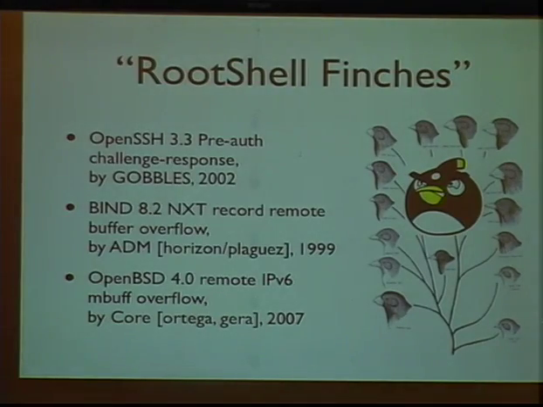So the three examples are going to be OpenSSH pre-auth challenge response, a bug that gave remote code execution, pre-auth. This was done by Goebbels in 2002. Bind, of course, was the mother of all problems for quite a while, so it's an older bug, it's 1999, and that's the next record buffer overflow. And again, we're going to talk about how that happened and how it should not have happened. We're going to present a tool, a parser constructor, that allows you to avoid those kinds of subtle bugs. In C.